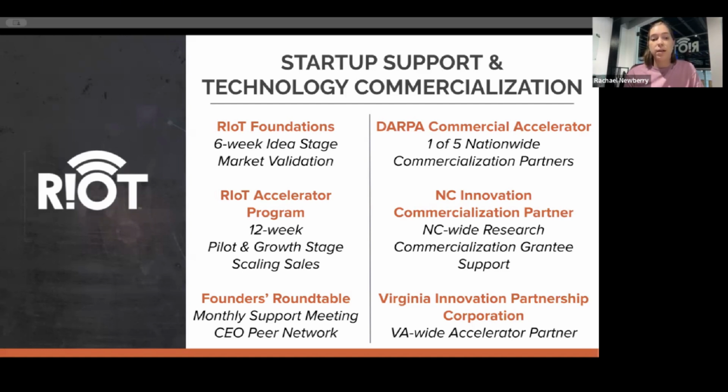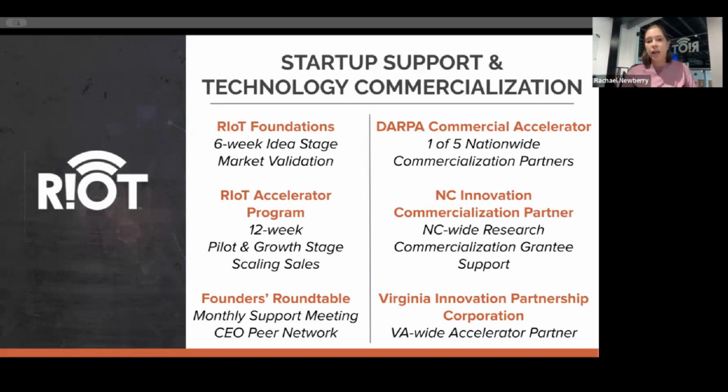We also have programs like the Founders Roundtable that I mentioned that brings our alumni back together, as well as on the earlier stage end, a program that we call RIoT Foundations, which is a 6-week program that is for folks that just have a business idea and not much else. So they're really looking for how to get something launched, how to even validate that their idea is worth the spend of time, effort, and resources on. So it's focused on kind of market validation, basic business operations, the best practices of business owners, and helping folks to establish a good foundation that they can build a successful company on.